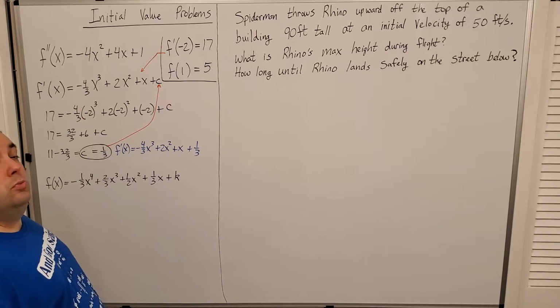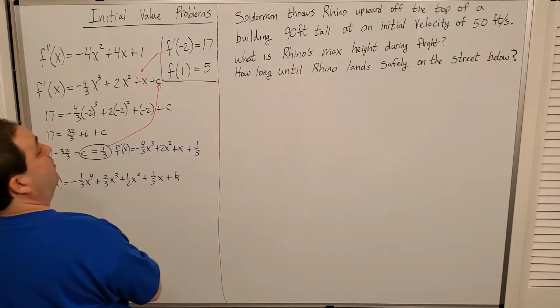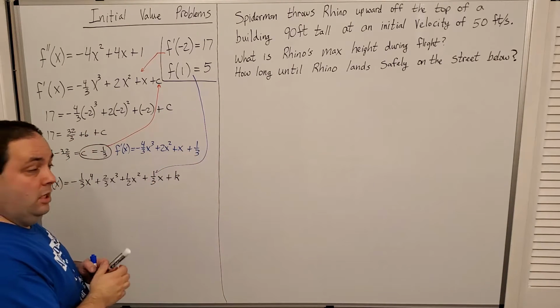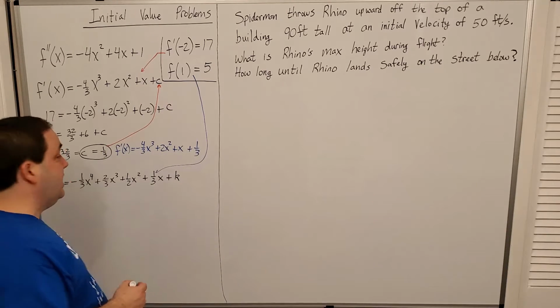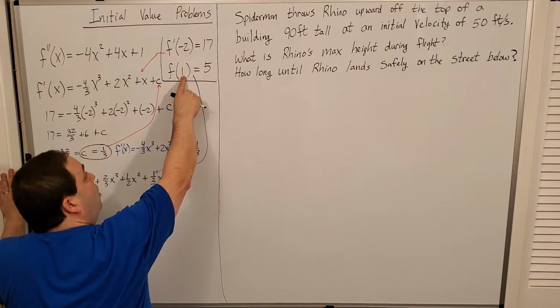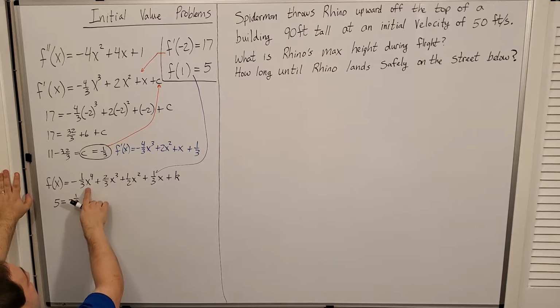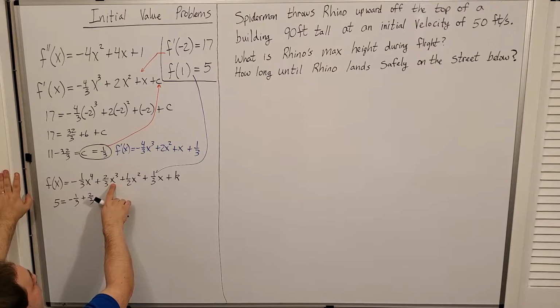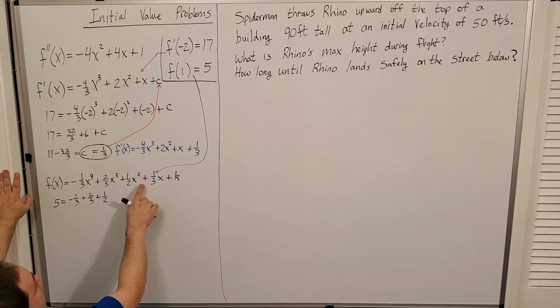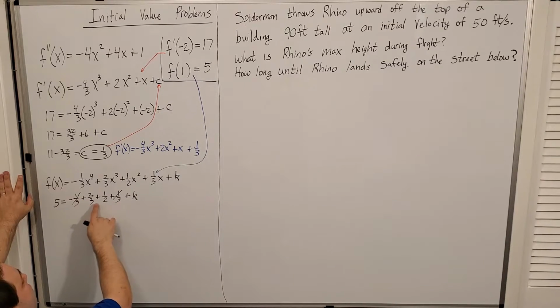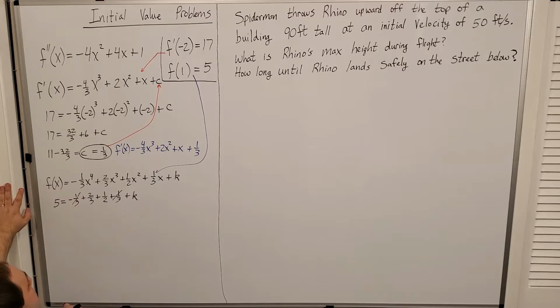However, I do know that I can take this piece of information now. f of 1 is supposed to be 5. I can take that piece of information and plug it into this function to make it into the k value that I need. So all of the x's become 1, and the output becomes 5. So 5 equals -1/3 times 1 plus 2/3 times 1 plus 1/2 times 1 plus 1/3 also times 1 plus k. All right, let's see. -1/3 plus 1/3, right? Those go away. And I have 2/3 plus 1/2, and I'm going to be subtracting those to solve for k.